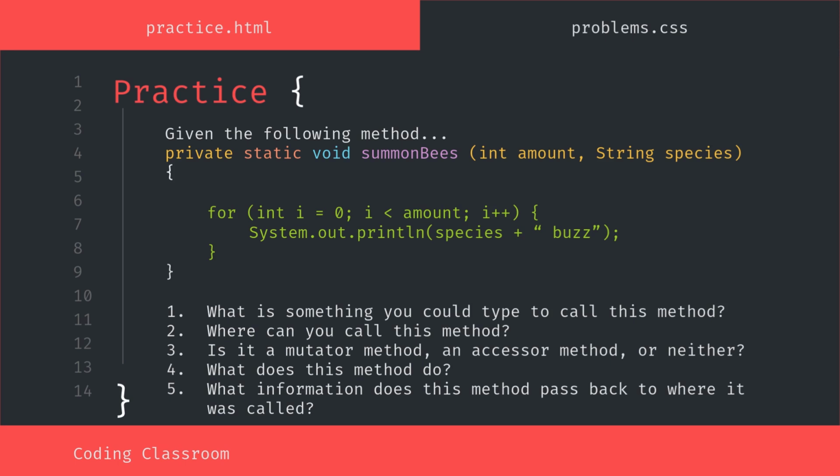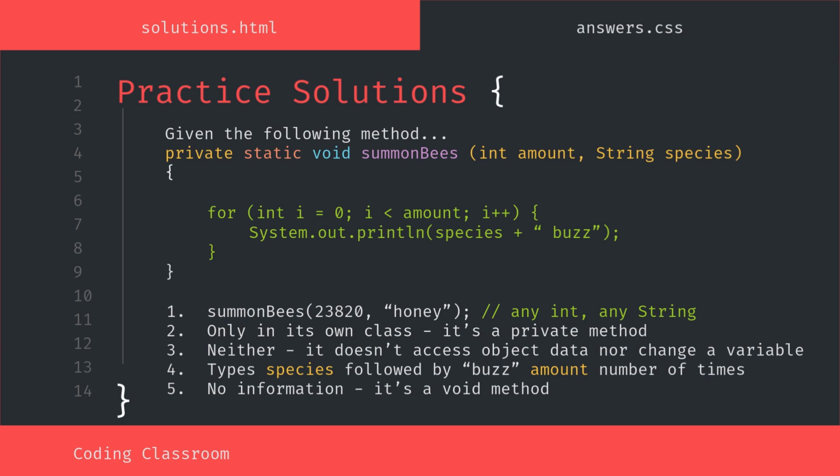Questions. How would you call this method? Where can it be accessed given it's private? What does the method do? Let's answer the questions from the practice slide. To call the method, you would use summonBees(5, "honey"). Since it's private, it can only be called within its own class. The method prints the word buzz 5 times, but doesn't return anything since it's void.